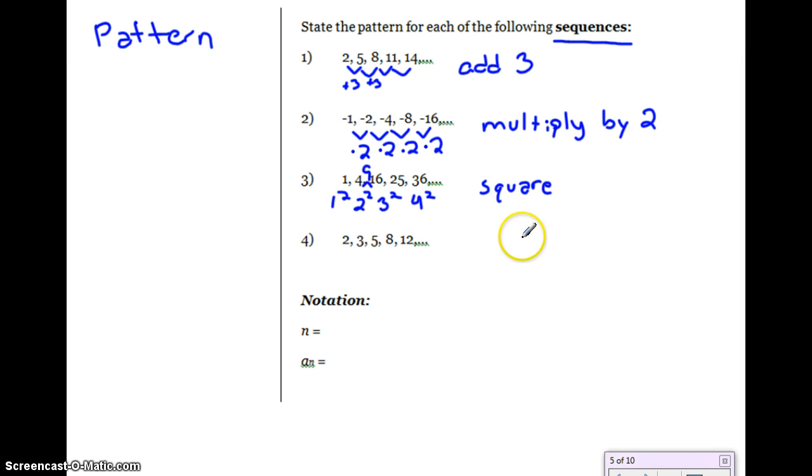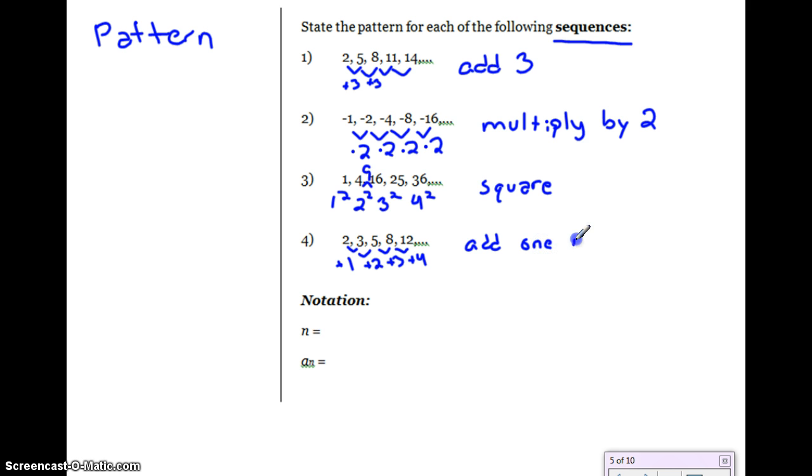And then last but not least, to get from 2 to 3, we're adding 1. To get from 3 to 5, we're adding 2. To get from 5 to 8, we're adding 3. To get from 8 to 12, we're adding 4. So what do you think we'll add next? To get to our next number, we'd probably add 5, and then 6, and then 7. So we're adding 1 more each time.